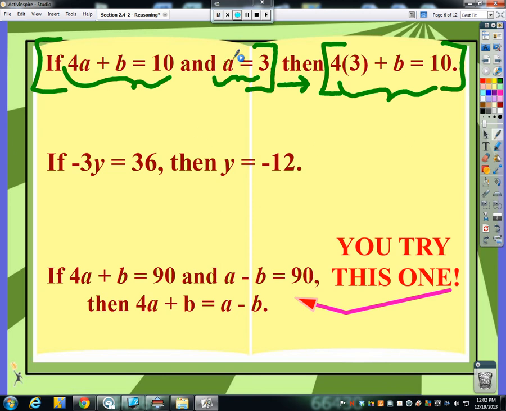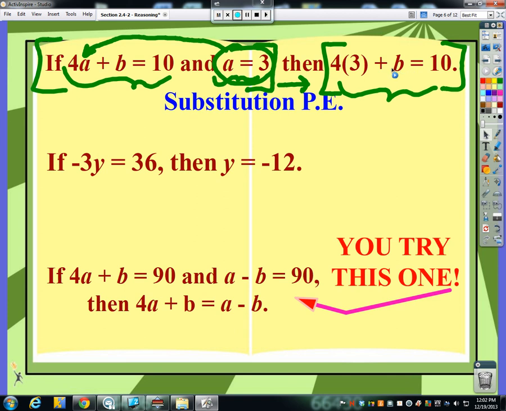Let's see what's really going on here. This, I notice, doesn't have an a in it anymore. So what happened to this a? Oh, well, a equals 3, so it looks like they just substituted 3 into a, and that's all that really happened. Therefore, we have the substitution property of equality at hand.